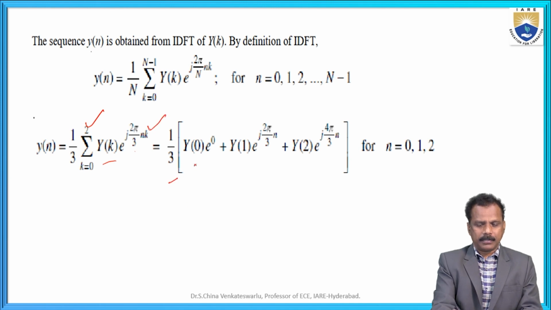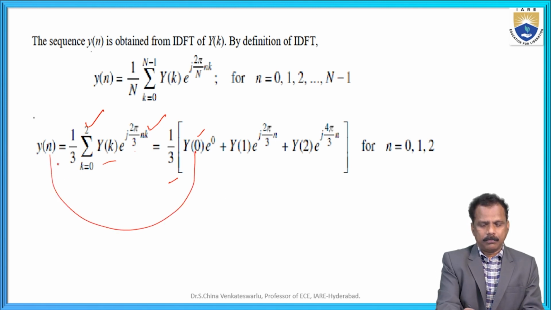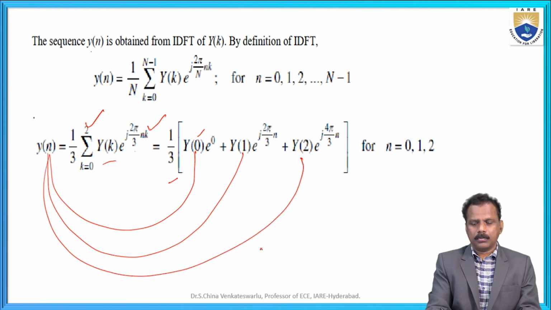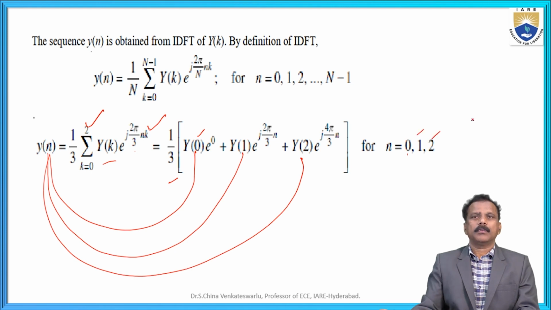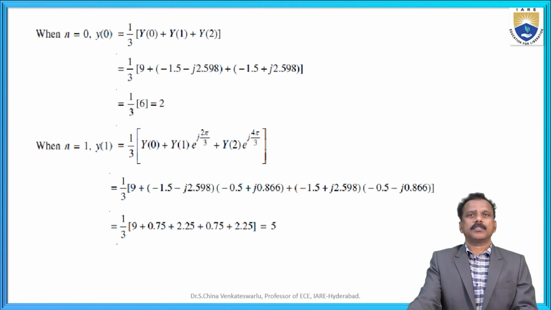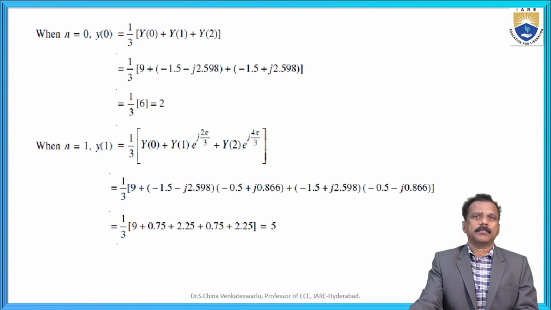So 1 by 3, y of 0. So y of 1, that is n is equal to 0, n is equal to 1, n is equal to 2. So n is equal to 0, 1 and 2. So we have to verify that when n is equal to 0, y of 0 is equal to 1 by 3 times y of 0 plus y of 1, y of 2.